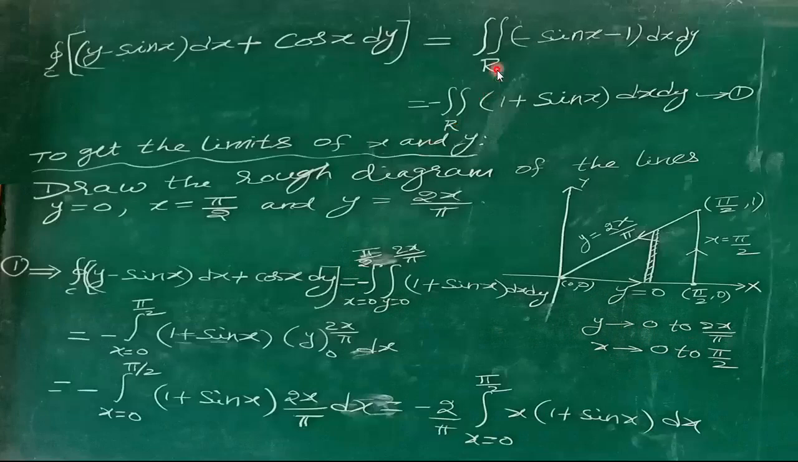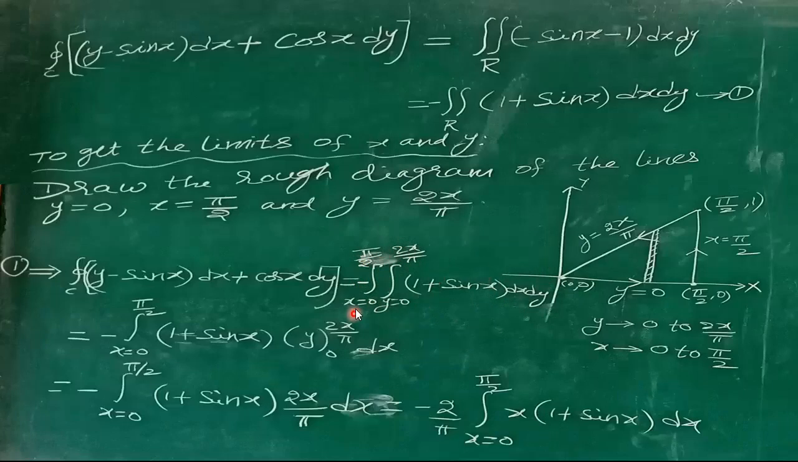Now from equation 1, we have integral over c of (y minus sin x) dx plus cos x dy is equal to minus the double integral over the region. Region means limits of x and y. What are the x limits here? X is varying from 0 to pi by 2 and y varies from 0 to 2 by pi into x, of (1 plus sin x) dx dy. Now we have to evaluate this double integral.